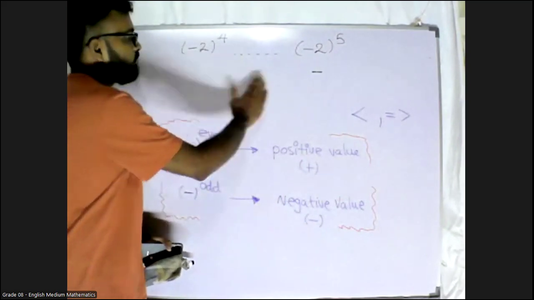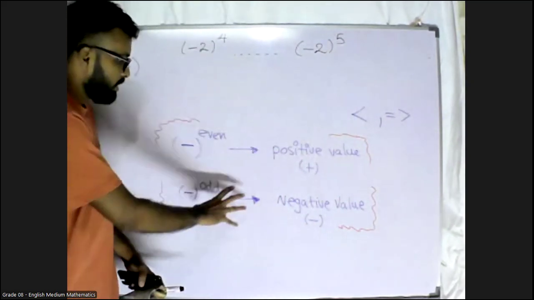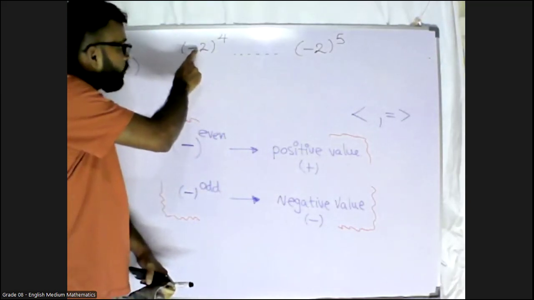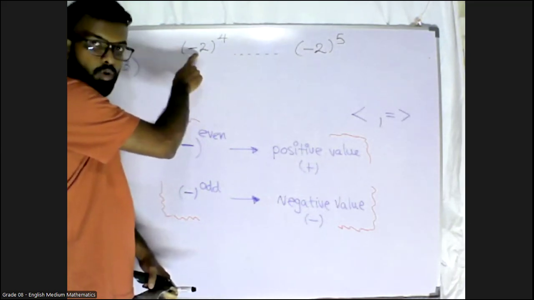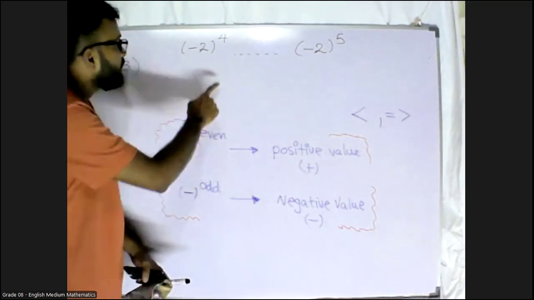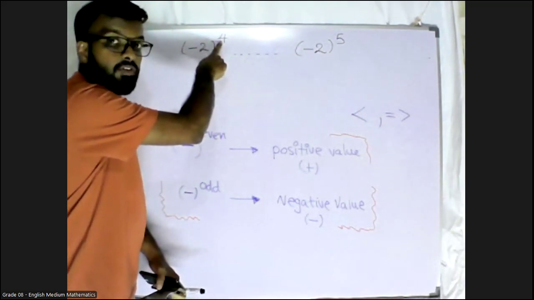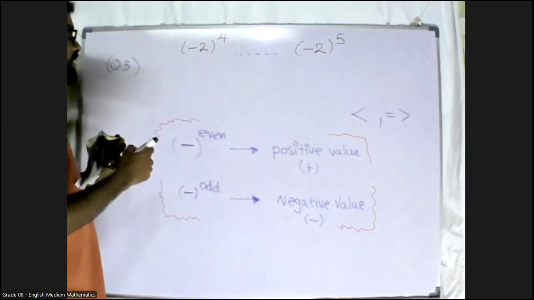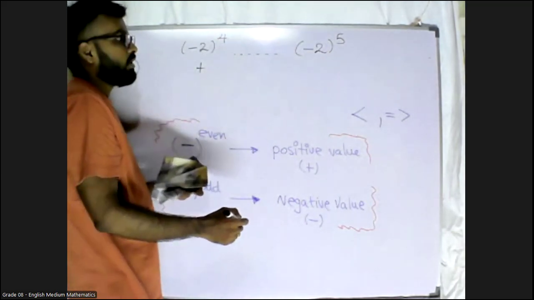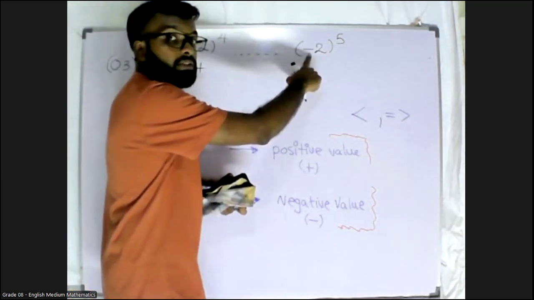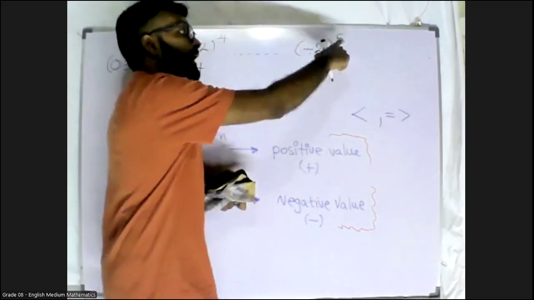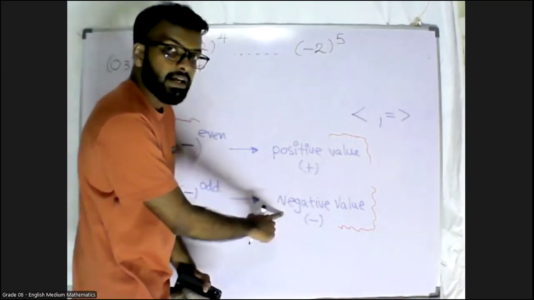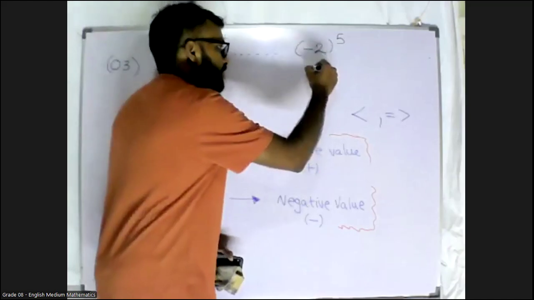What I have done is, keep this in your mind. You can write this down. Here you have a negative value within the parenthesis, and the power is even. So the final answer should be a positive value. And here, inside the parenthesis, you have a negative value, and the power is odd. You will get definitely a negative value.